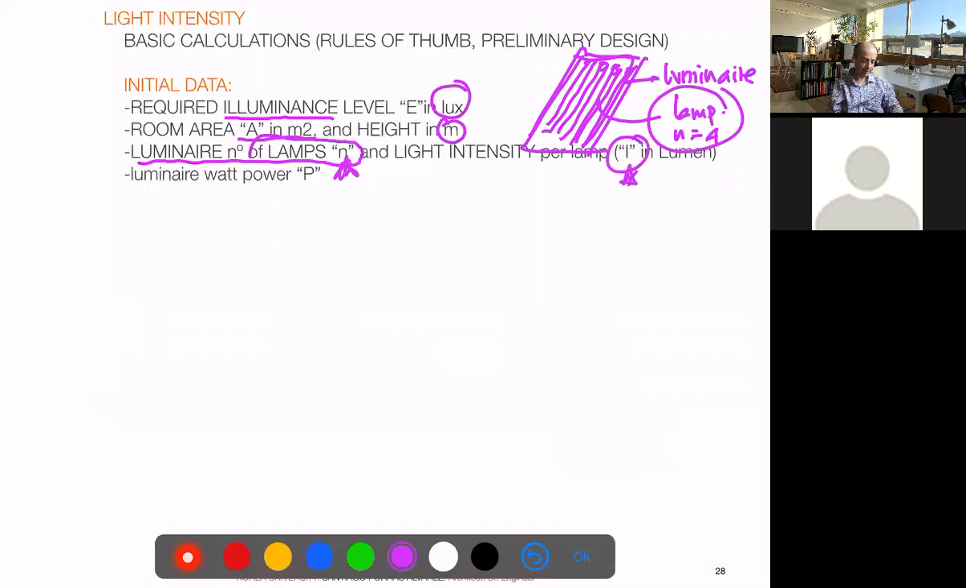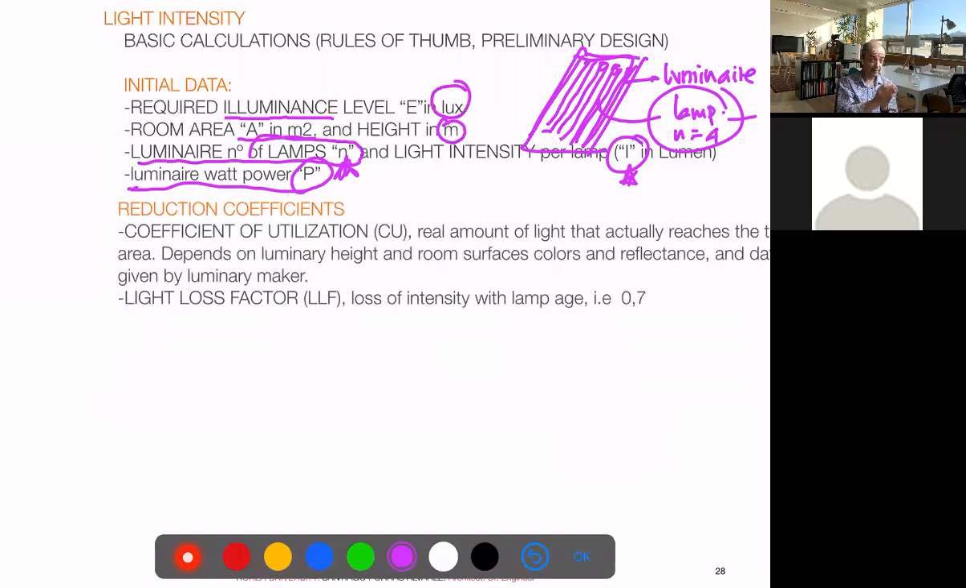And with this, we also need the power in watts of each lamp to know how much energy we need, which is not a great mystery. And then the formula is very easy, but we have to add a set of coefficients which are just estimations. One is the utilization, CU, not supermarket, but a coefficient of utilization that depends very much on height, areas, colors, reflectance, and so on. And usually the maker will give you an estimation. This is something which reduces the nominal light intensity of the lamps. Another, which also reduces it, is the light loss factor.